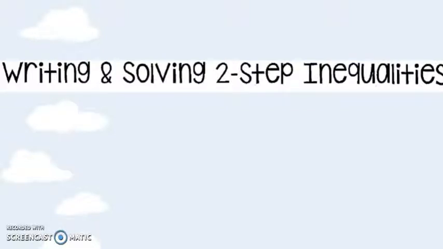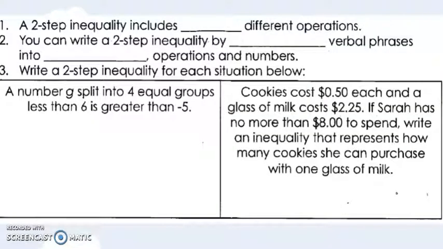Writing and solving two-step inequalities. A two-step inequality includes two different operations. You can write a two-step inequality by translating verbal phrases into variables, operations, and numbers.